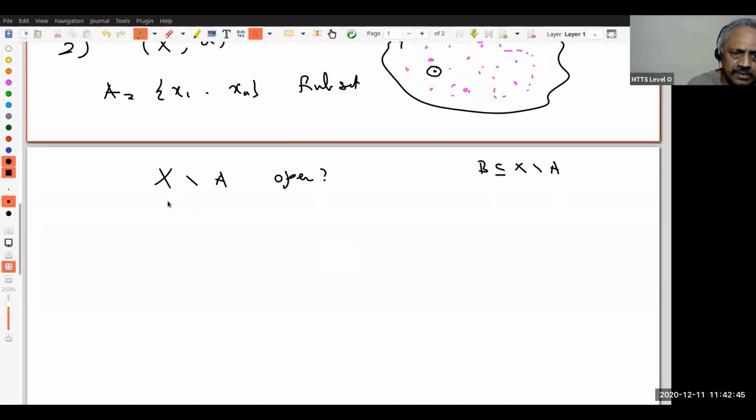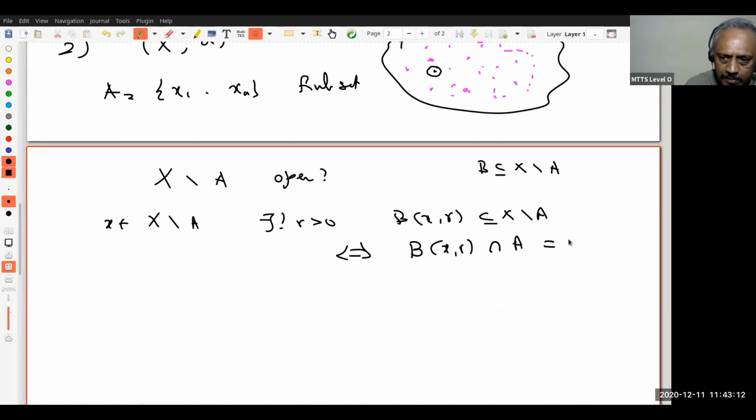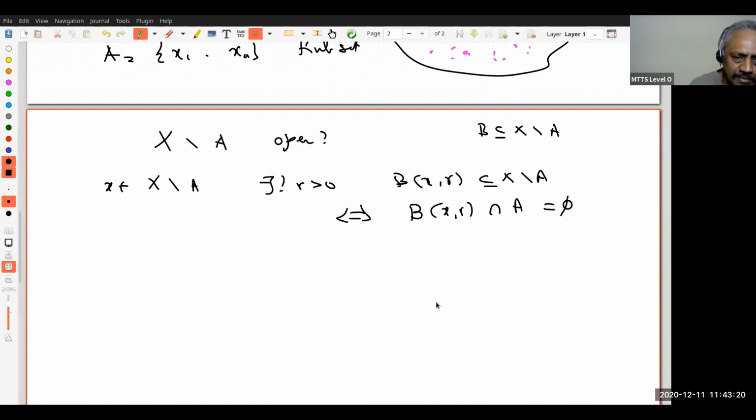Okay, so what is it that I want to say? I want to say the complement of A is open. What does that mean? Given any x in X minus A, does there exist an r positive such that B(x, r) is contained in X minus A? This happens, and this is the crucial idea you have to see, if and only if B(x, r) intersection A is empty. Do you follow that? Okay. Now we will analyze when this is not empty. Suppose this is not empty. What does it mean?